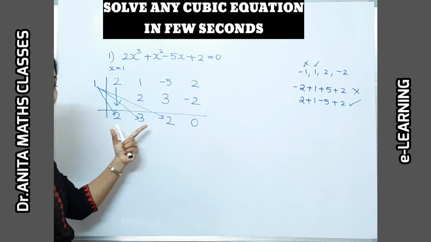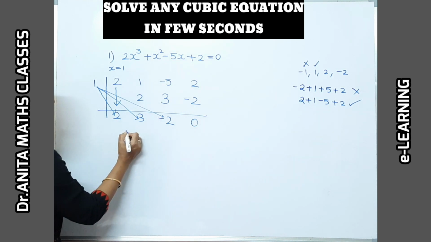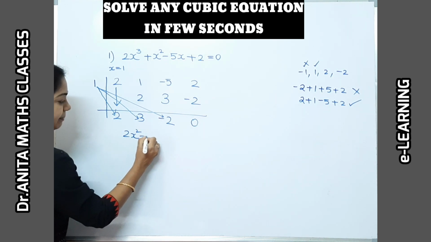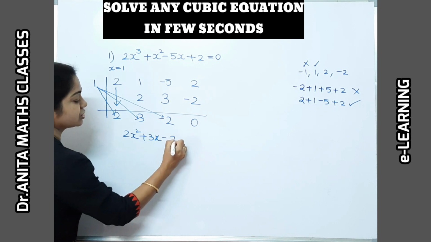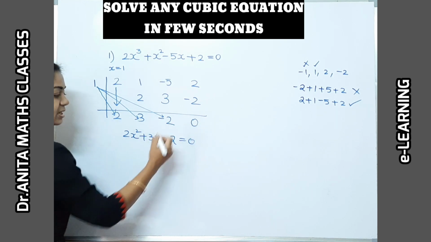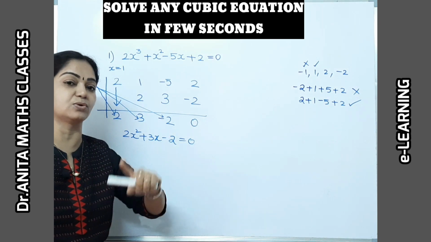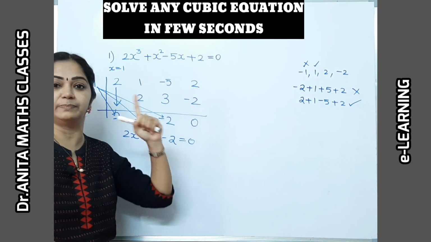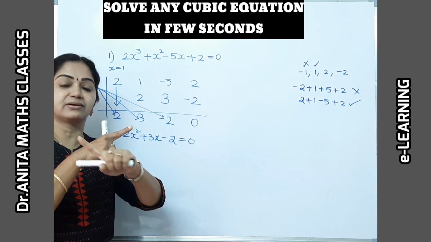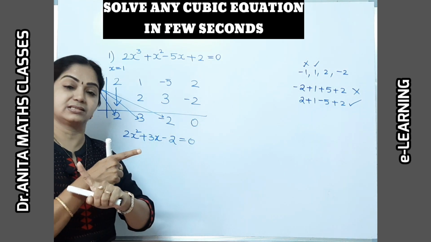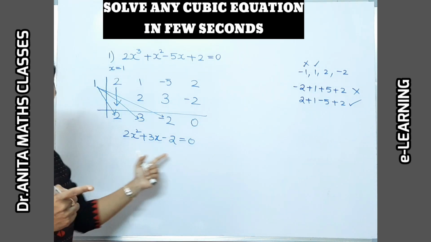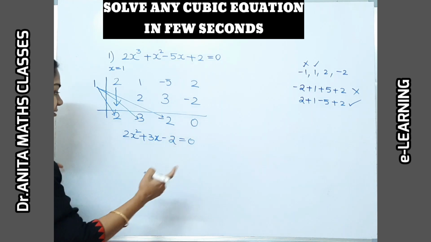Now this forms a quadratic equation. As you know, this is 2x square plus 3x minus 2. Now how to solve the quadratic equation? I have given a super trick. Just go and click the I button. You will get notified. That is the crisscross method, a super trick on how to solve a quadratic equation. That trick we will use.